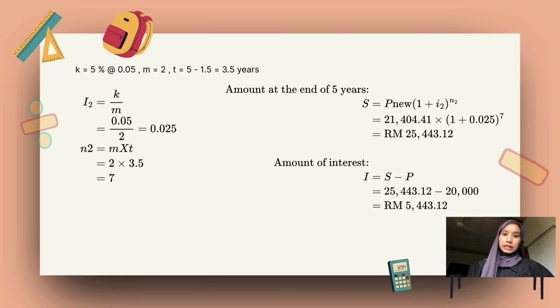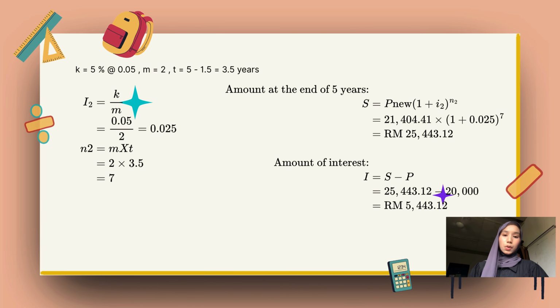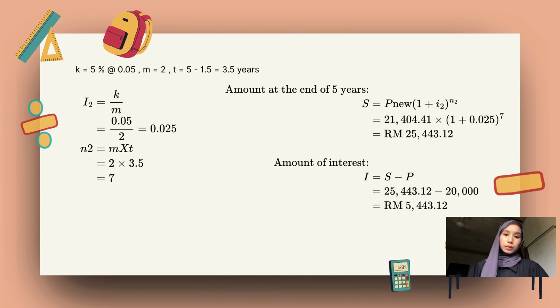So now is question 1C. Answer the following question C depending on the bank you selected in B. The question is, after 1 year and 6 months, the bank changed the rate to 5% compounded semi-annually. How much should you pay at the end of 5 years? Calculate the total interest paid.